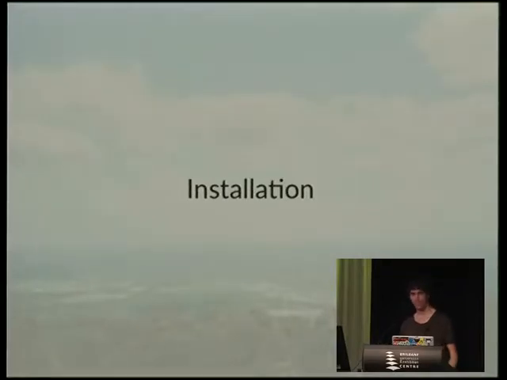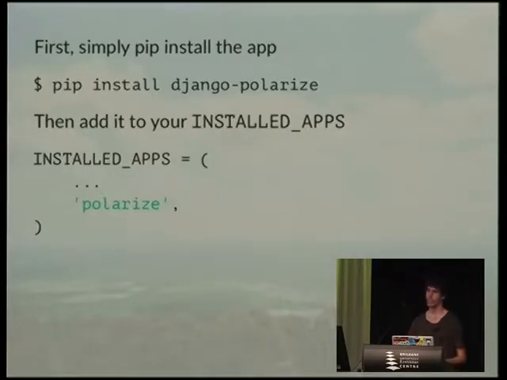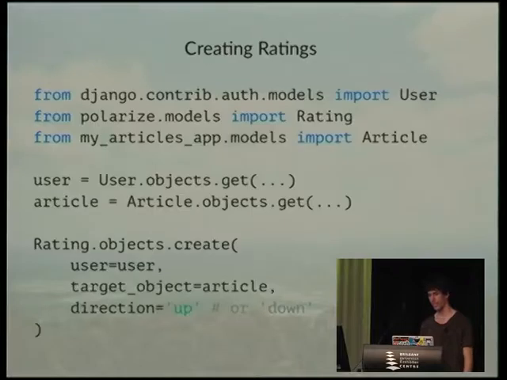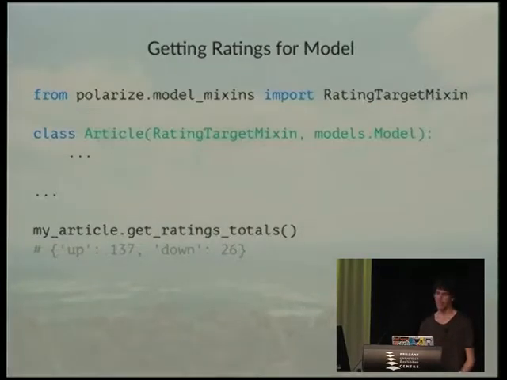Then you'll want some installation instructions. So here, that we want to pip install it and then add it to our installed apps. Then finally, some usage instructions. So a bit about how to go and create a rating, and then how to use our get ratings totals mixin to get those ratings totals.